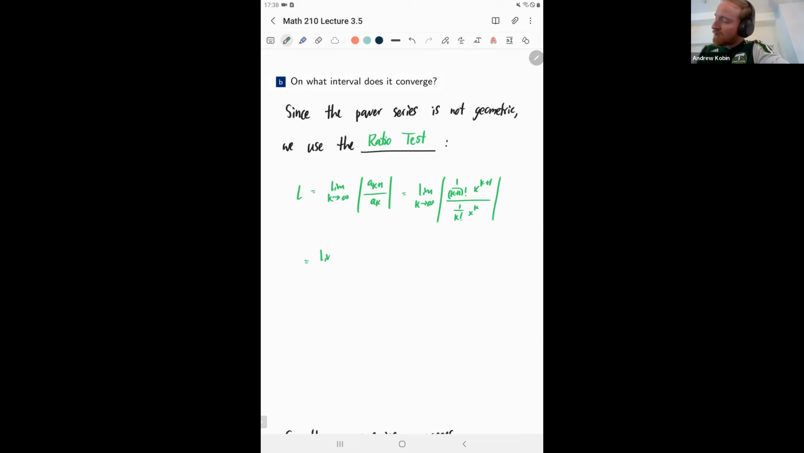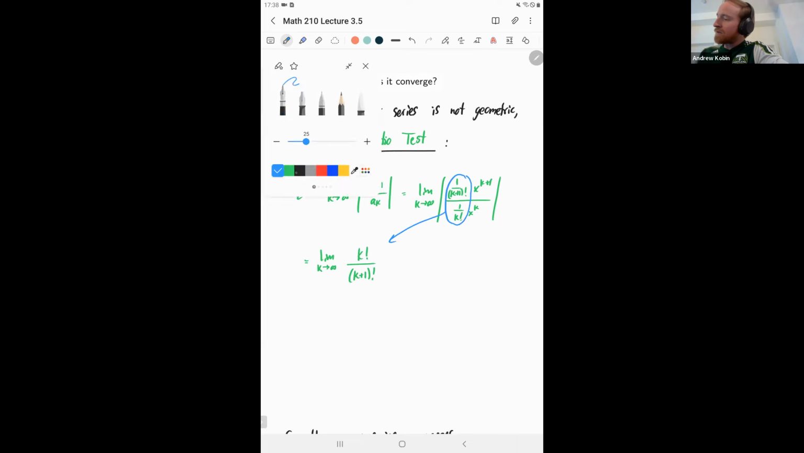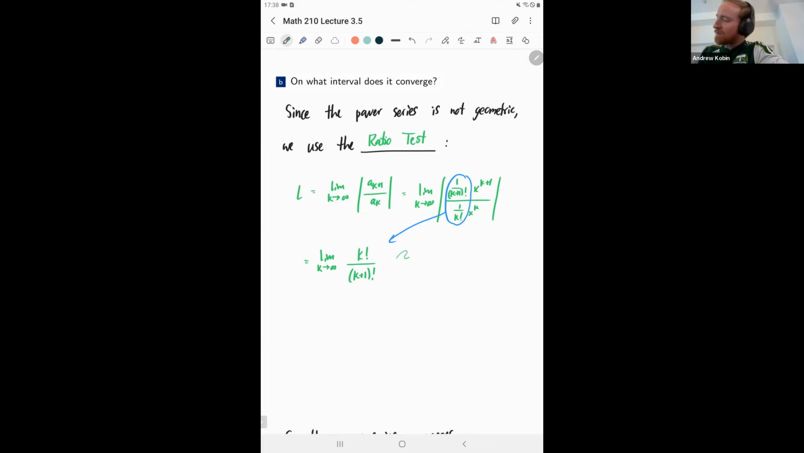Let's keep our limit symbol out front. And like I've done in other examples, I'm going to group like terms. I'm going to skip a step here where I flip the fraction over in the denominator to make it the reciprocal in the numerator, and I'm just going to group together what I see. So we'll end up with a k factorial in the numerator, and then I have a (k+1) factorial in the denominator. That's grouping together these expressions. And then on the other hand, I have an x to the k+1 and an x to the k, and I'm going to leave my absolute values around that. x to the k+1 is in the numerator, x to the k will stay in the denominator.